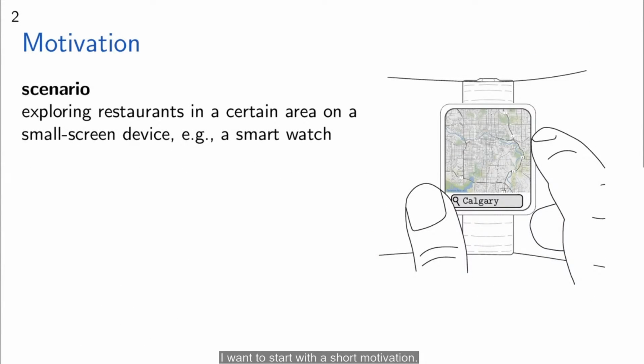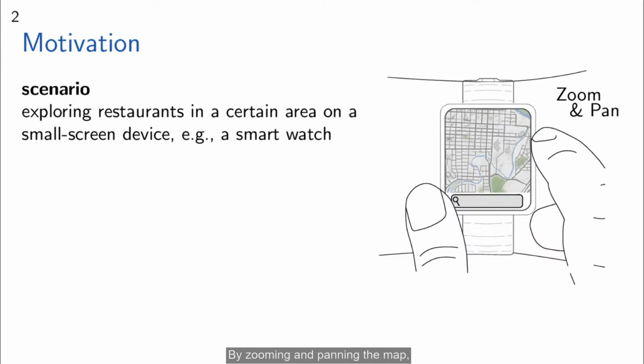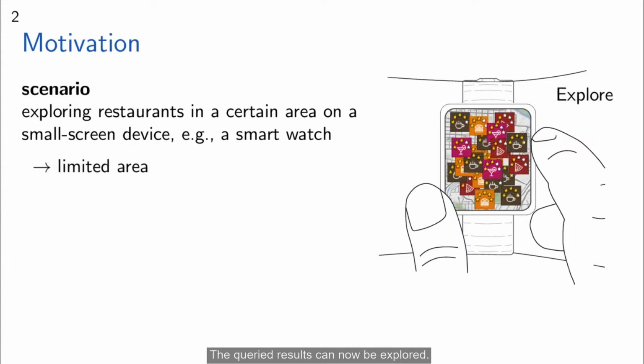I want to start with a short motivation. Imagine traveling to a foreign city and searching for good places to have lunch. A common procedure is to take out the smartphone or even a smartwatch and get a rough overview of the city first. By zooming and panning the map, the actual area of interest is fixed and results are queried using a suitable search term, for example, restaurant. The queried results can now be explored.